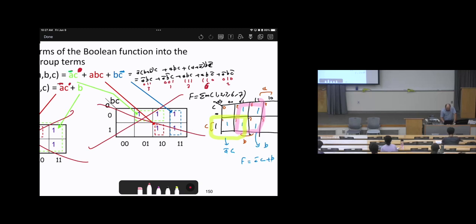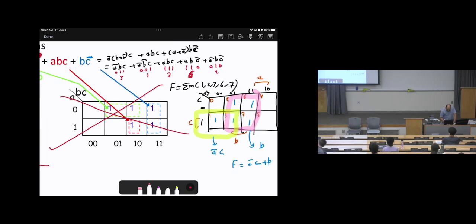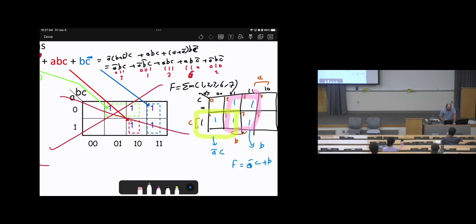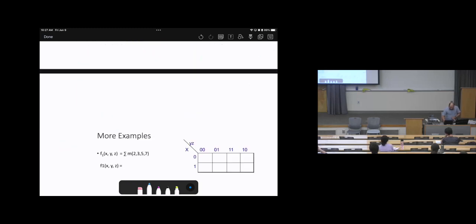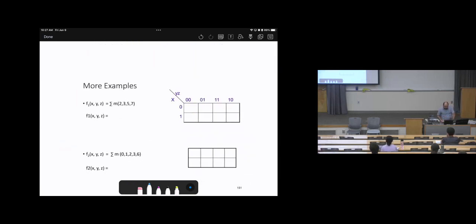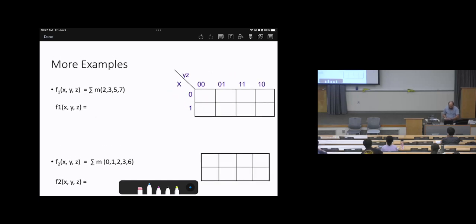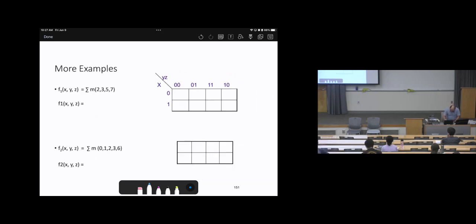A bar C plus B, and that's what we get here. That's what we got. Okay, is this clear? Okay. More examples. You can try 2, 3, 5, 7. That's your turn, but keep in mind, here is Z, here is XY. Your turn.